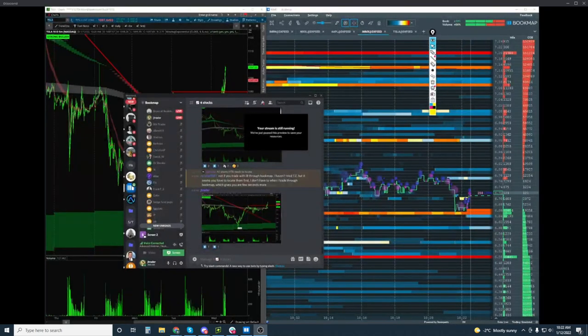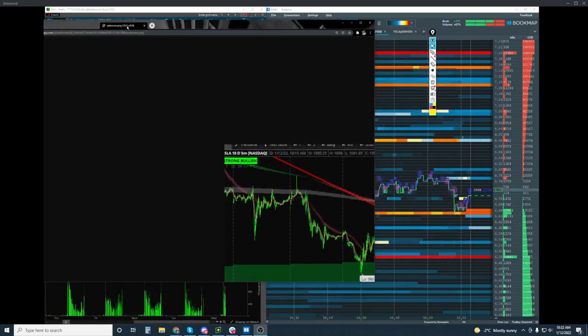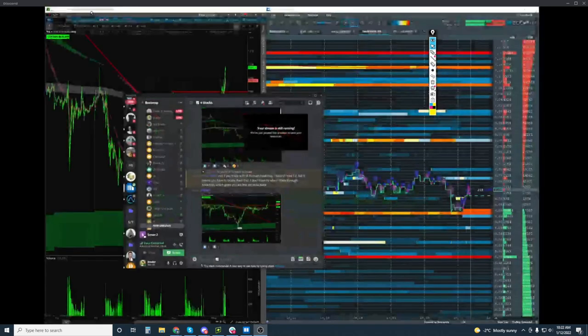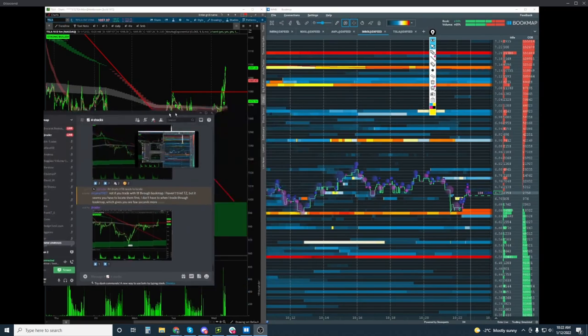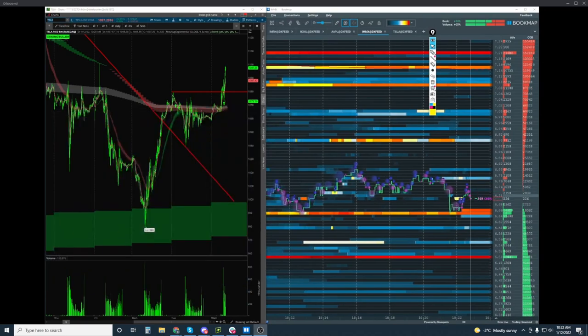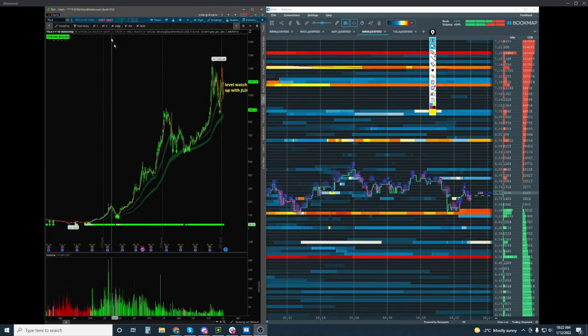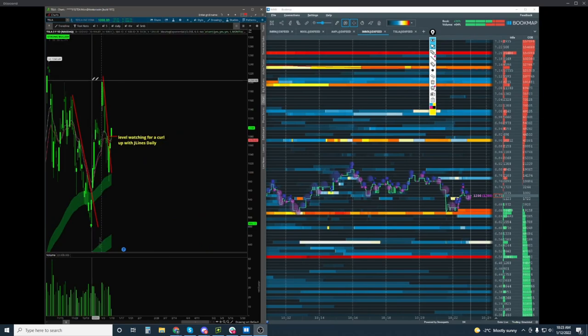So the plan worked. The setup occurred here. From that main support, 1060, 1065, we had a breakout and a curl. Strong bullish for now. I want to look with you at two things that we had on Bookmap, so that you can understand the process behind it. First of all, this is our daily chart, okay? So we have an uptrend.